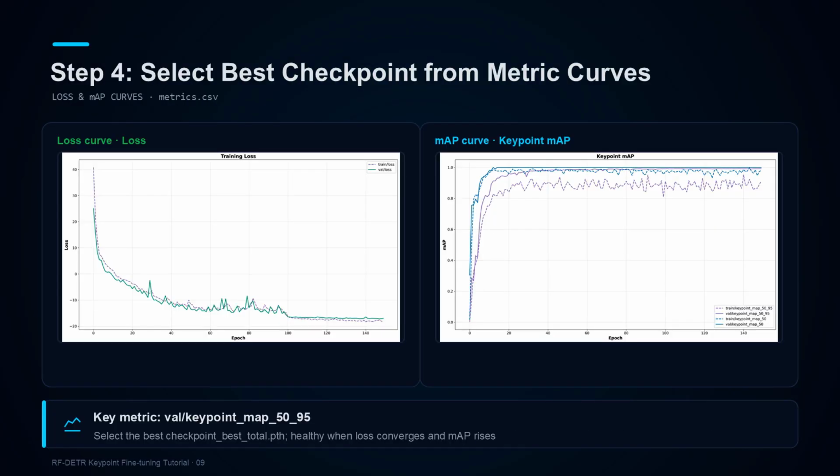Step 4 is evaluation and deployment. Training produces metrics.csv, which contains the loss curve and the mAP curve. The key metric we watch is val/keypoint_map_50_95, which we use to pick the best checkpoint among all of them, checkpoint_best_total.pth.